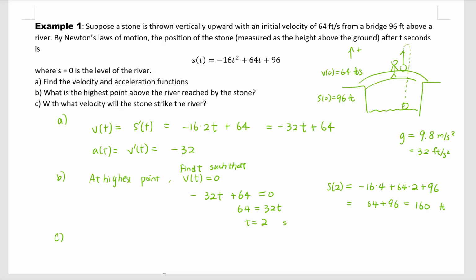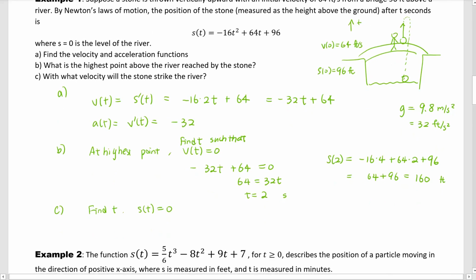So part C. With what velocity will the stone strike the river? Okay, so when it strikes the river, what happened? What is special about it? The displacement is 0. So we want to find the time such that the displacement is 0. Well, the displacement is minus 16t squared plus 64t plus 96 equals 0.